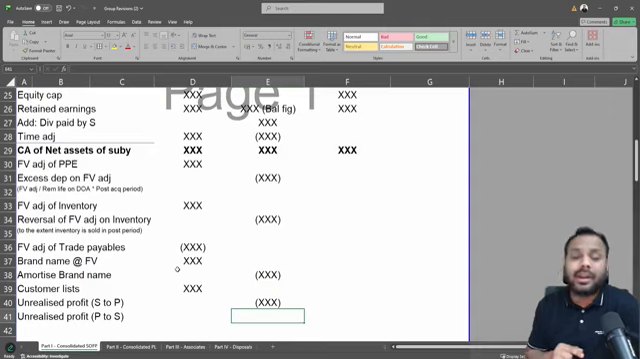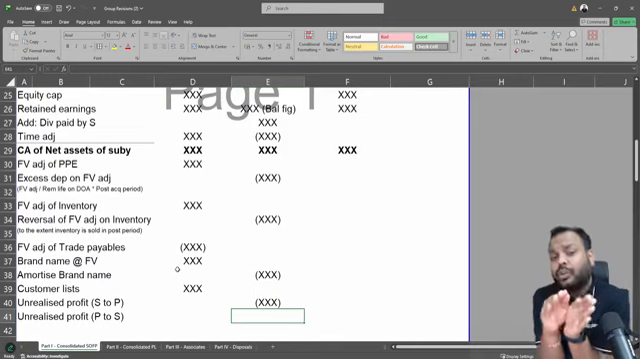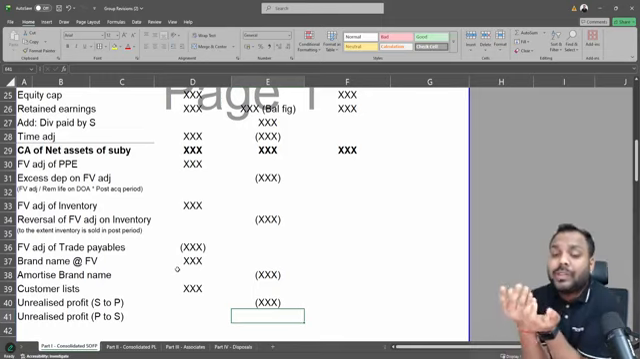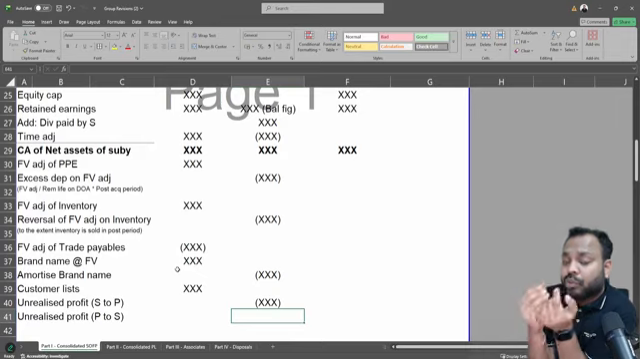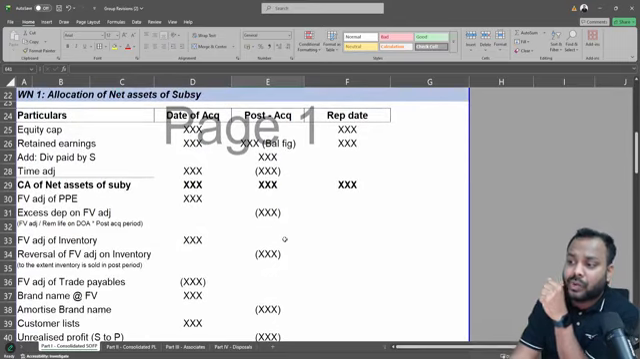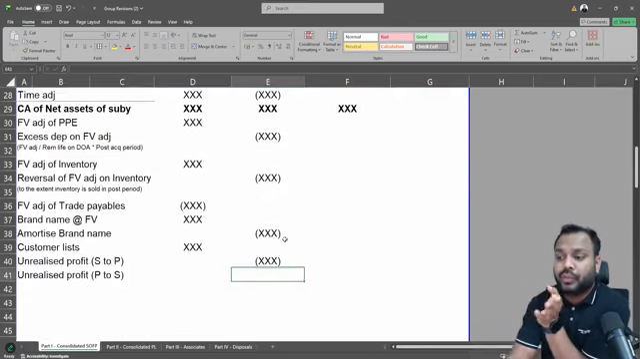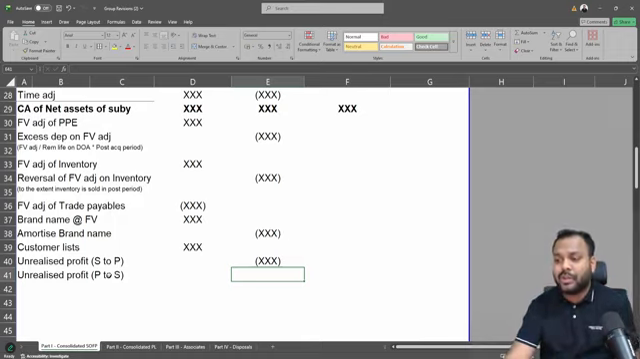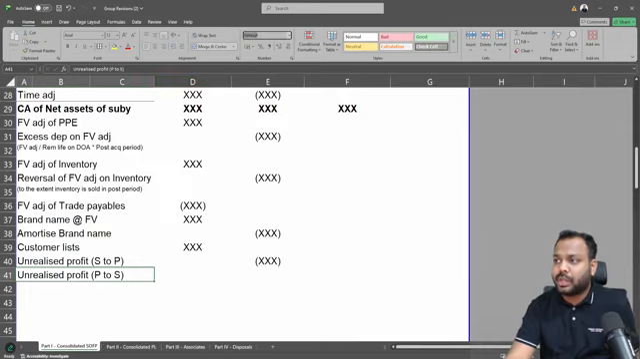Now, if unrealized profit has happened from parent to subsidiary, meaning the parent has sold the goods to subsidiary, who has earned the profit? Parent. So whose profit do I have to reverse? Parent. But is it the net assets of parent? No, it's the net assets of subsidiary. So will I reduce this? No, I will not reduce this. You can remove it off.